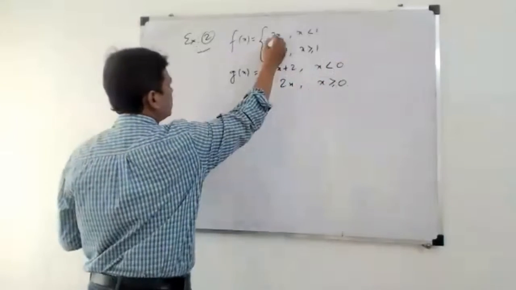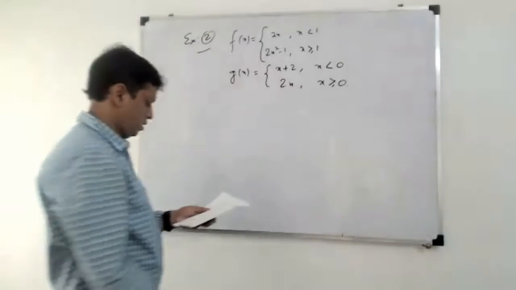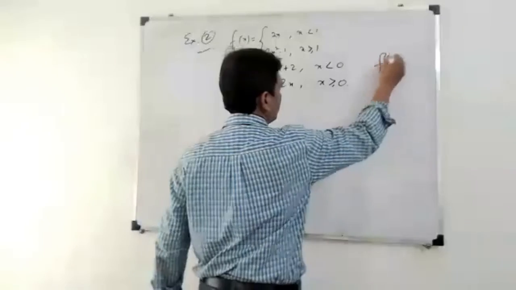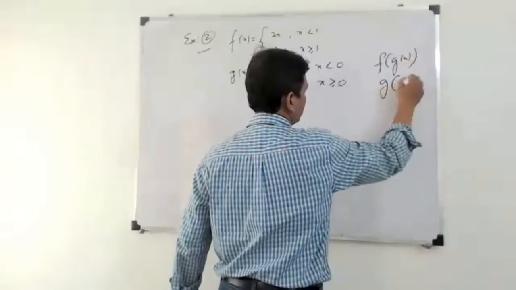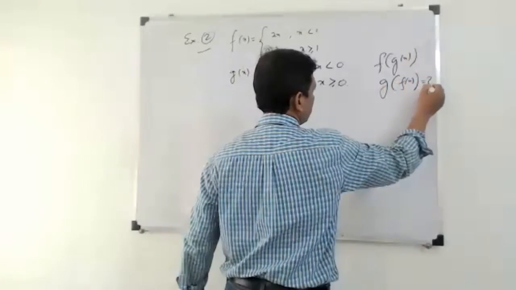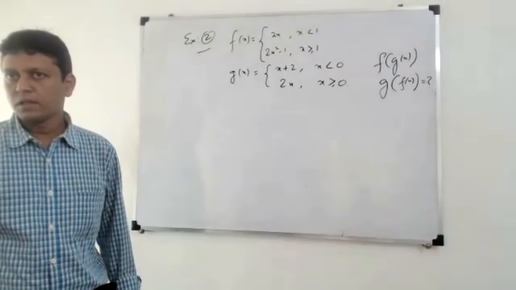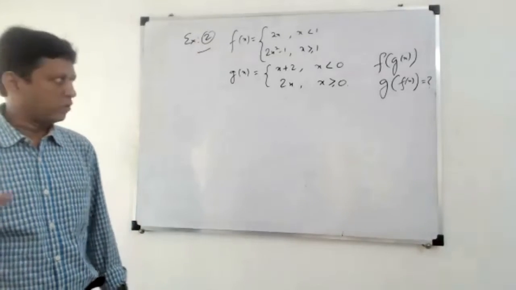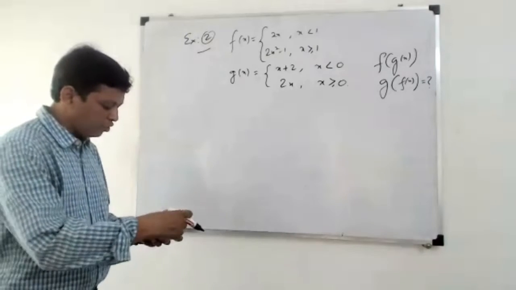This is 2x, right? In this case, you can find f of g of x and g of f of x using the previous concept. This is for your homework, not now. So I will do one problem right now.